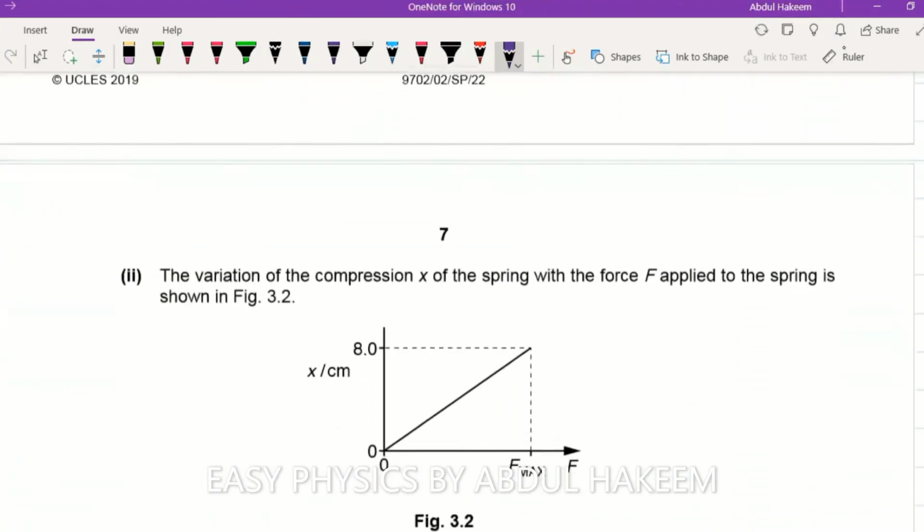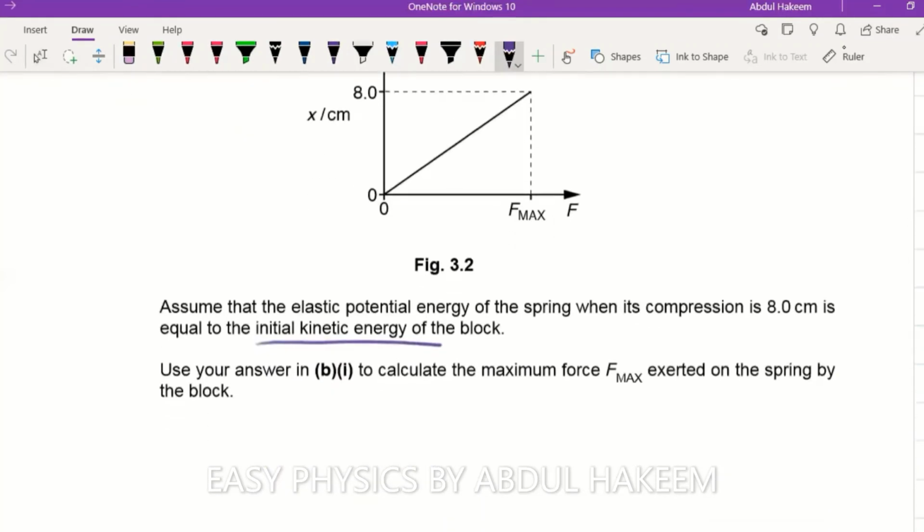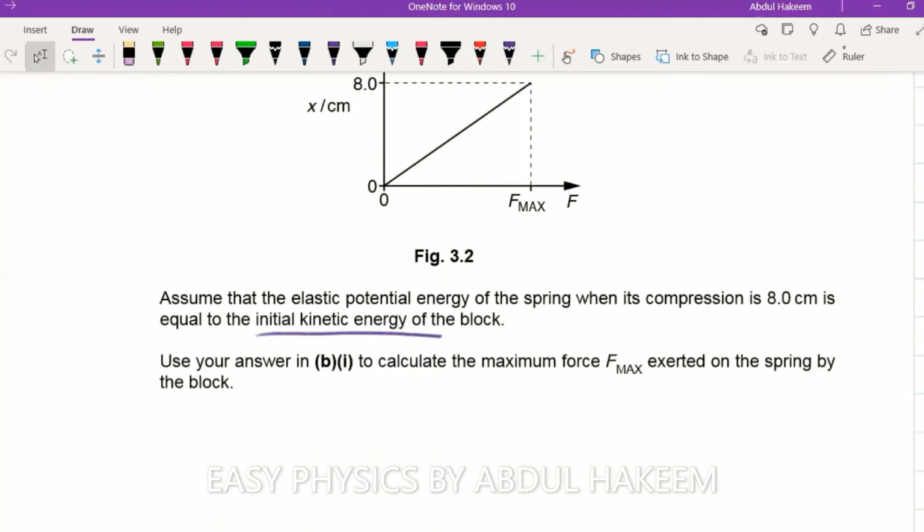Next, the variation of the compression X of the spring with the force F applied to the spring is shown in the figure, assuming that the elastic potential energy of the spring when its compression is 8 centimeters is equal to the initial kinetic energy. Important information. Use the answer in B1 to calculate the maximum force exerted on the spring by the block.